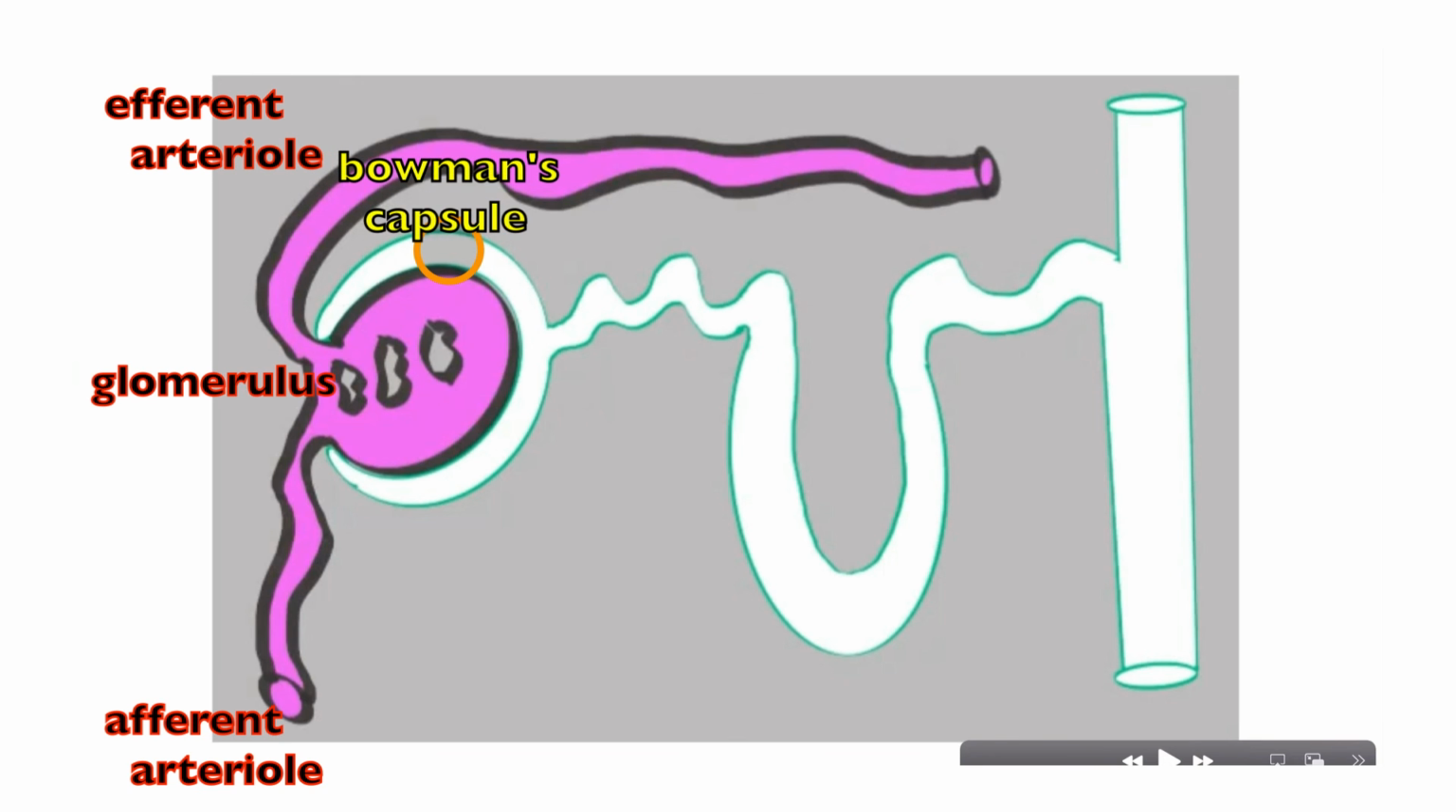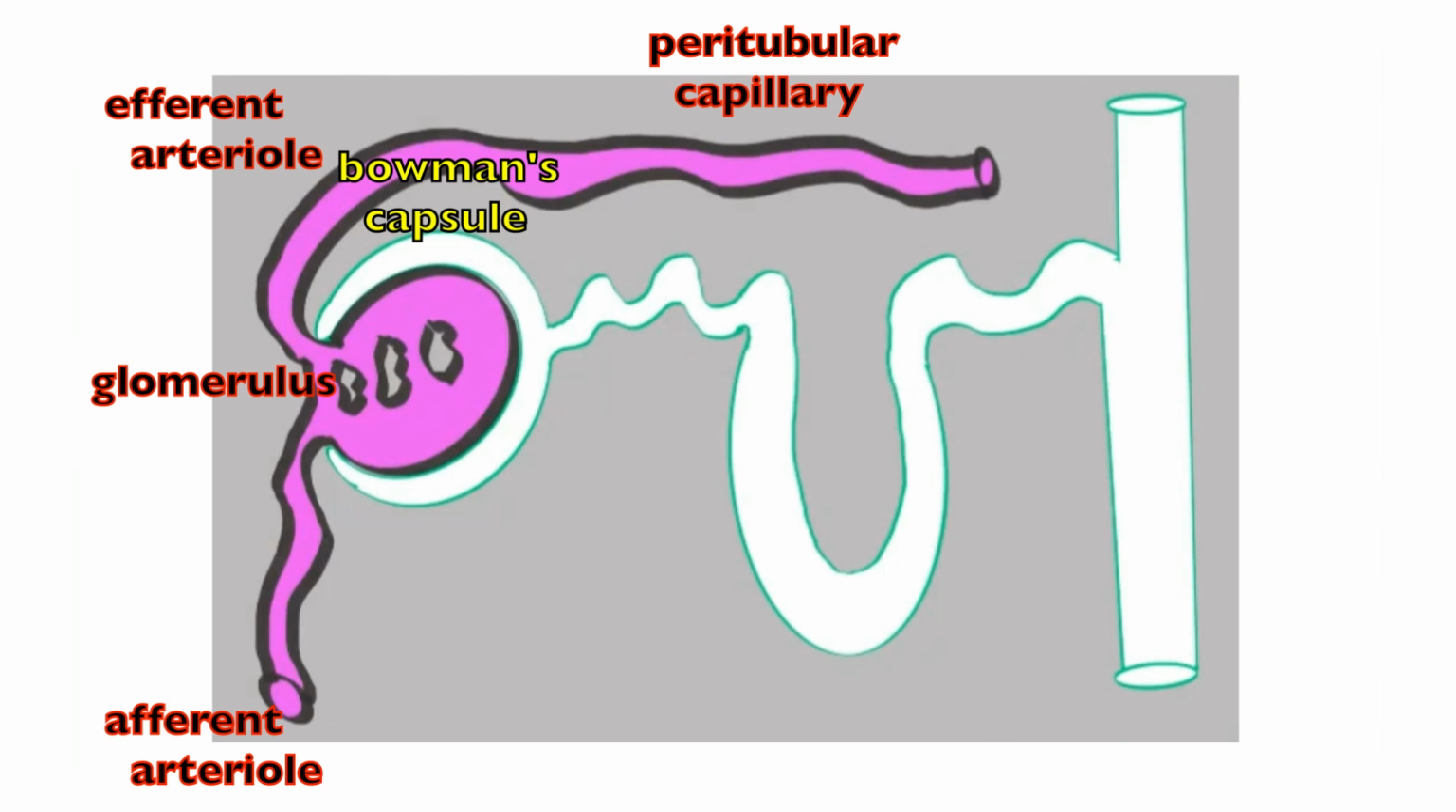And once again, when I say filtration of blood plasma, that's everything but the plasma proteins and the formed elements. Things that are not getting filtered are exiting the glomerulus via this structure right here, which is the efferent arteriole. And then the efferent arteriole is going to give rise to another blood vessel known as a capillary, specifically the peritubular capillary.